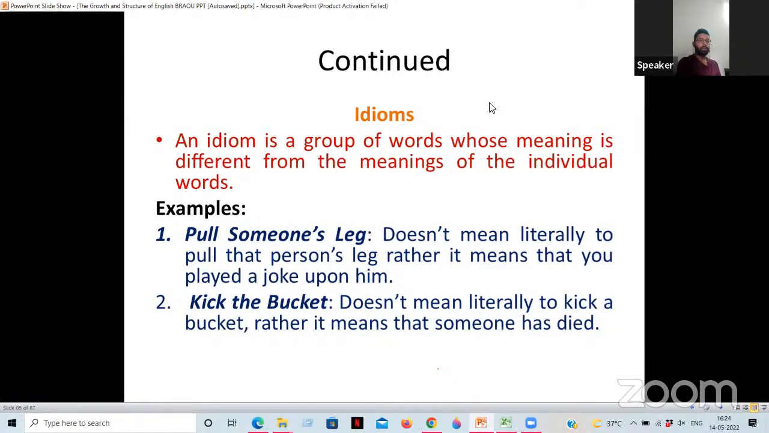As for example, see here, the first example is pull someone's leg. If you are pulling someone's leg, that doesn't mean literally that you are pulling that person's leg. It simply means that you have played a joke on him. The next one is kick the bucket. Kick the bucket doesn't mean that you are kicking a bucket. It means that someone has died. Okay, that person has died. Got it?